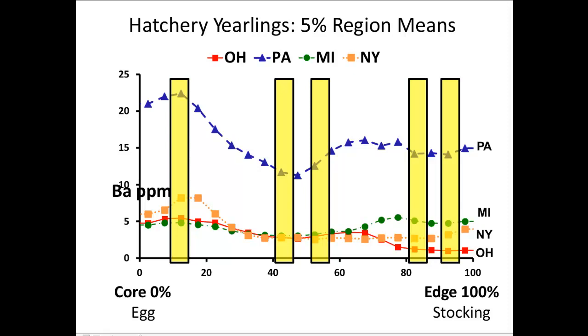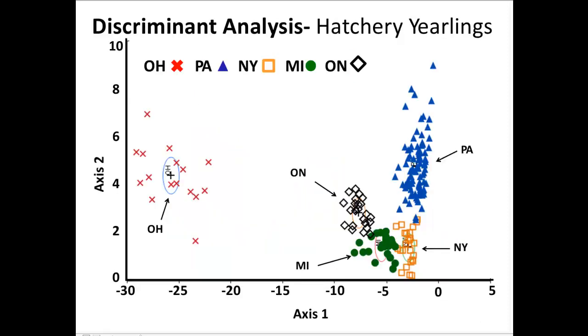So we take this and we generate it into a multivariate analysis, and that's what this is here. You see I have an axis here. It takes all the strontium values at all 5% increments, all the barium values at the 5% increments, and puts them into a discriminant function analysis. Not too important, but it's a way of meshing all these variables and saying, how can I differentiate these different stocks of fish, these different hatchery fish? And so in this axis here, we have primarily strontium, and strontium is increasing on this axis. On this axis here, barium is going up here.